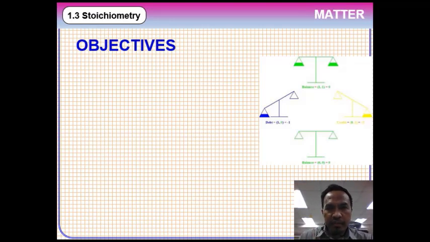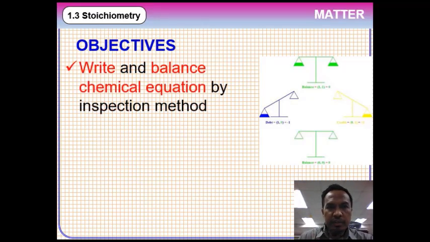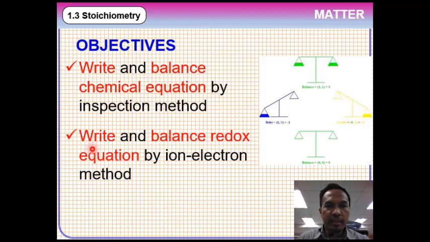Okay, the objectives. First is to write and balance chemical equations by the inspection method. And next is to write and balance redox equations by the ion electron method.